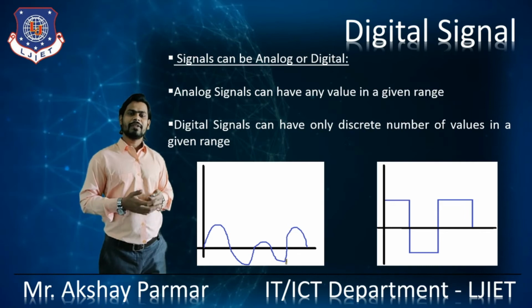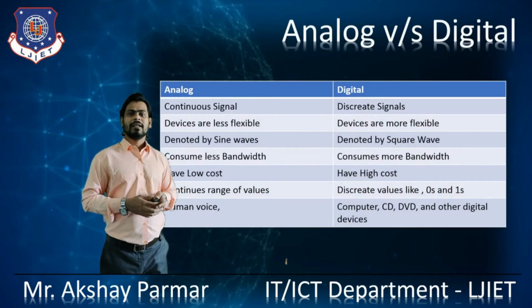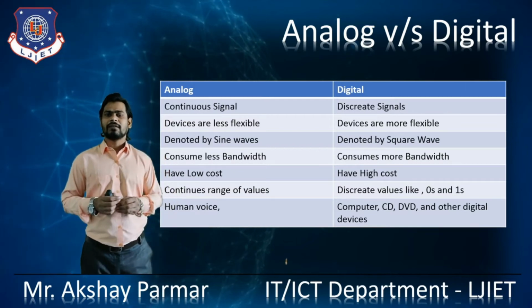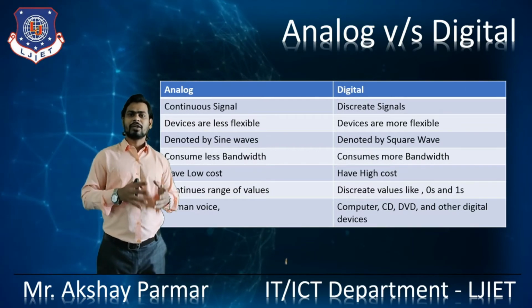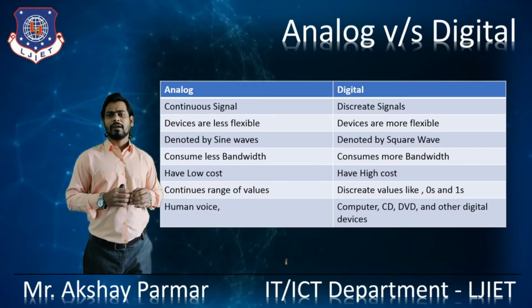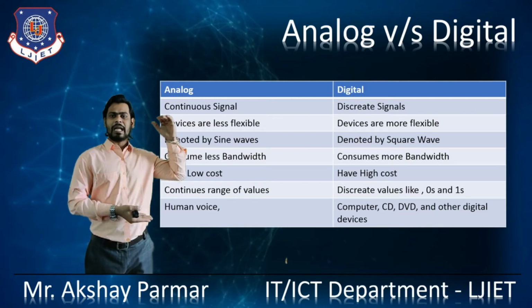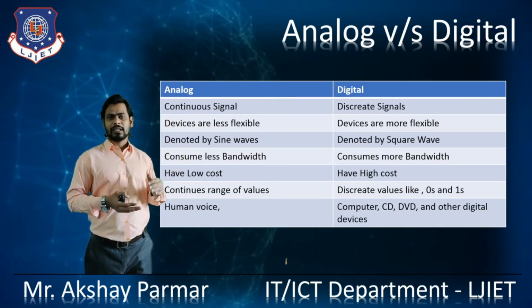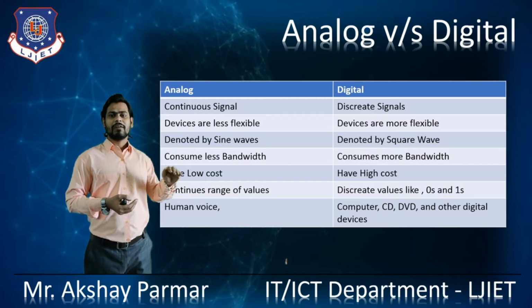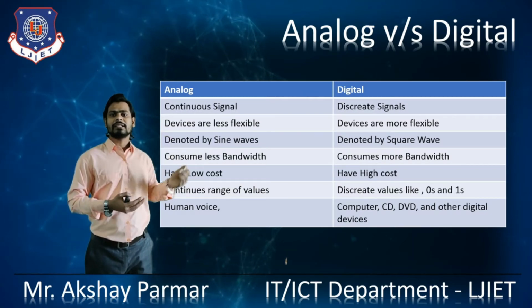Let's see the difference between analog and digital signals. Analog signals are continuous signals, whereas digital signals are discrete signals. If you can have any value within a particular time range, that is called an analog signal, and if you can only have values at particular levels in a given time range, that is called a digital signal.